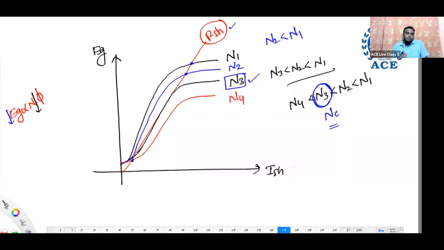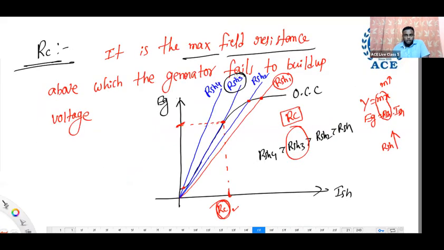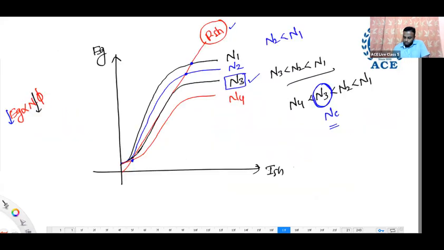How can we increase the critical resistance of the generator? Can we increase it? In the previous condition, if you observe, RSH3 is the critical resistance. Can we increase this value? Yes, we can. How? If you increase the speed of the generator, the critical resistance also increases. This is a question that comes many times in competitive examinations and in Engineering Services prelims also. See here, make a note of this point.